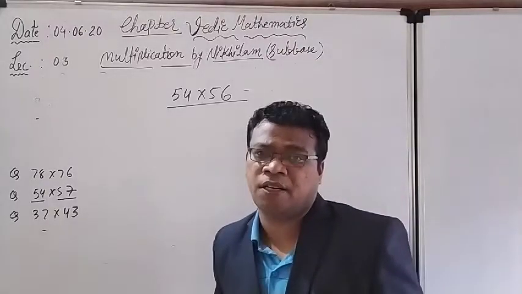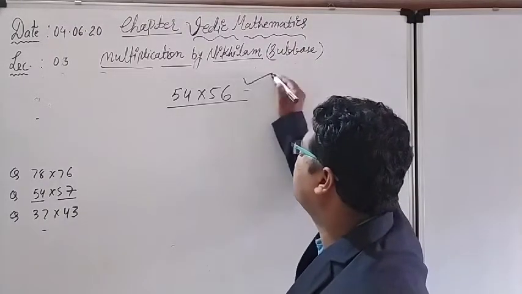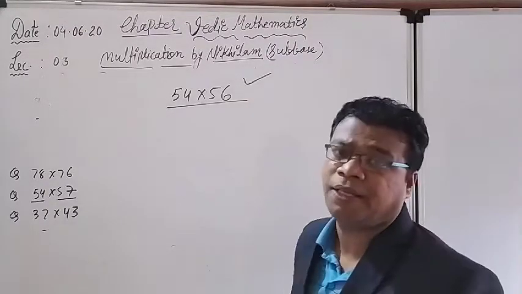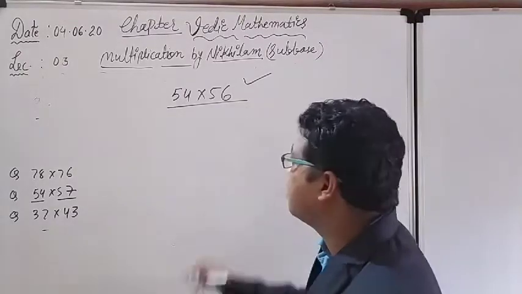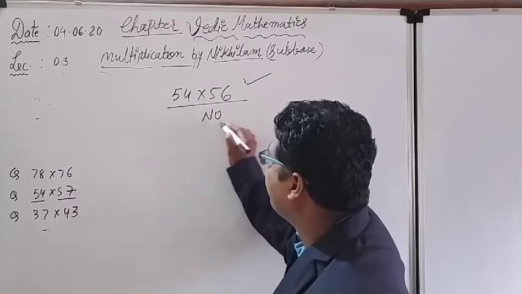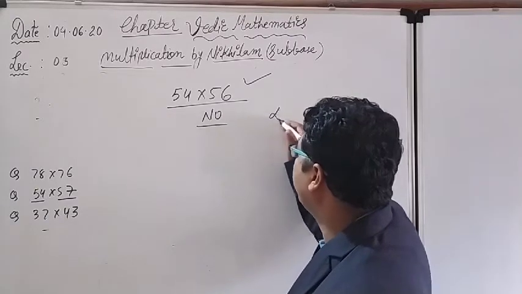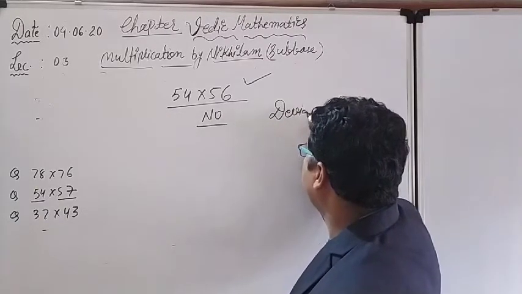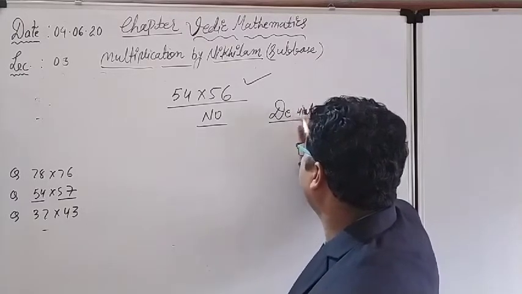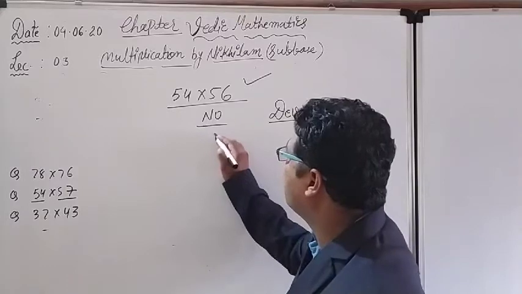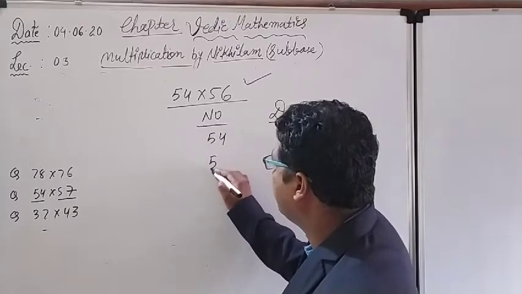Again we will see another problem which is based on the Nikhilam Sutra. Multiply by the Nikhilam Sutra, and the question is 54 into 56. Again, see what I have to do. I have to make the two columns, number and deviation. Same thing I have told you in my last lecture. Number and deviation. According to that, the numbers are 54 and 56.